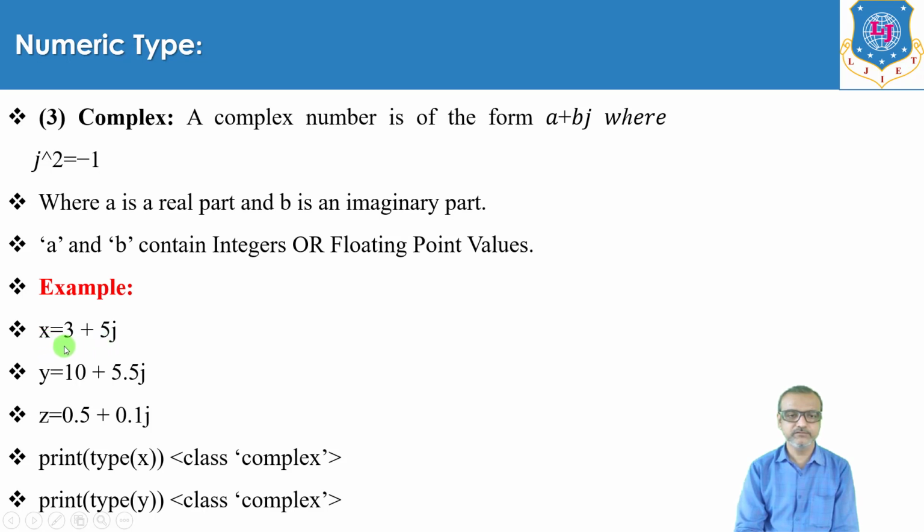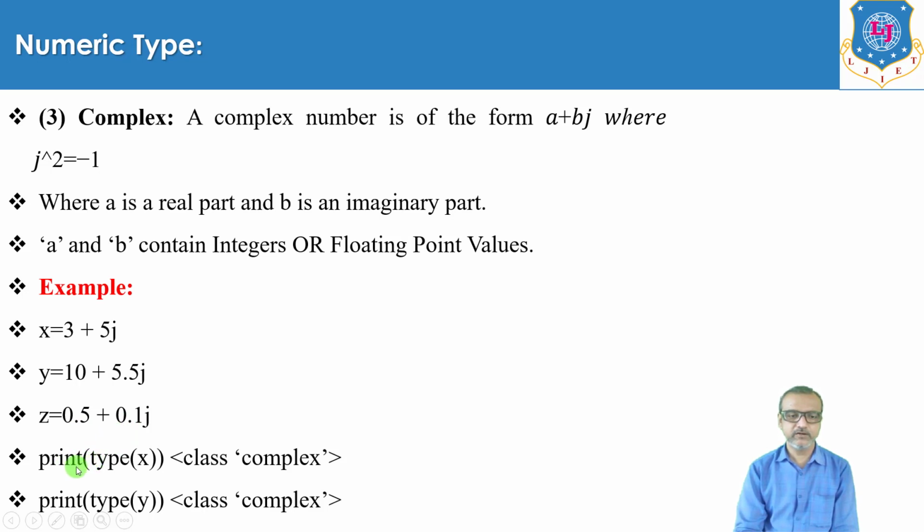Now we have examples based on the complex data type. We have taken x equals 3 plus 5j. Here 3 is the real part, 5 is the imaginary part, and you can see that both the numbers are integer values. In y we have taken 10 plus 5.5j, where 10 is the real part and it is an integer, and 5.5 is the imaginary part and this is a float value. In z equals 0.5 plus 0.1j, 0.5 is the real part and 0.1 is the imaginary part. 0.5 and 0.1 are both floating numbers.